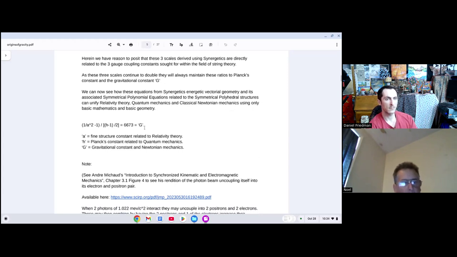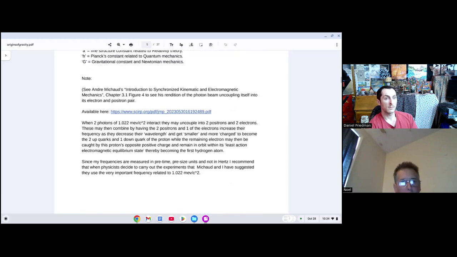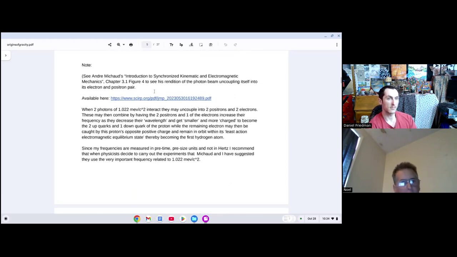In Andre McCaude's work, Introduction to Synchronized Kinematics and Electromagnetic Mechanics, in Chapter 3.1, Figure 4, he shows a rendition of the photon beam uncoupling itself into its electron and positron pair.